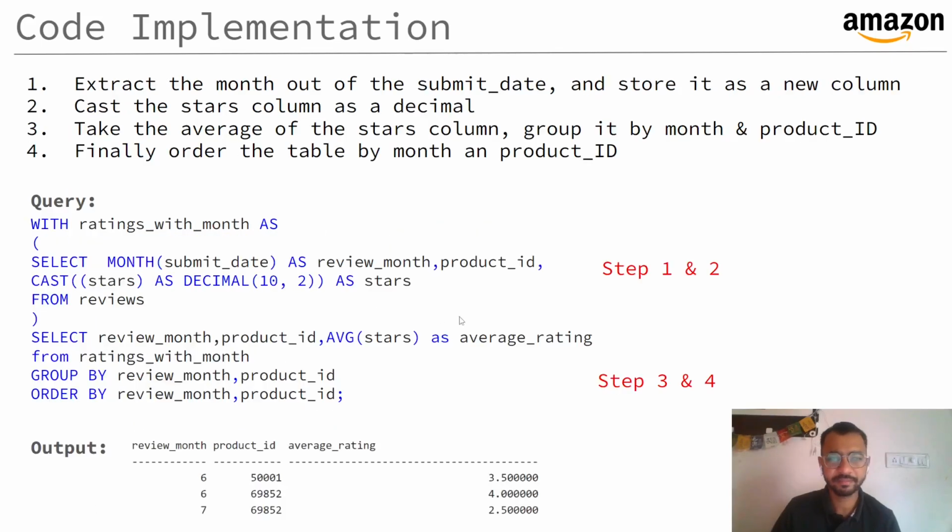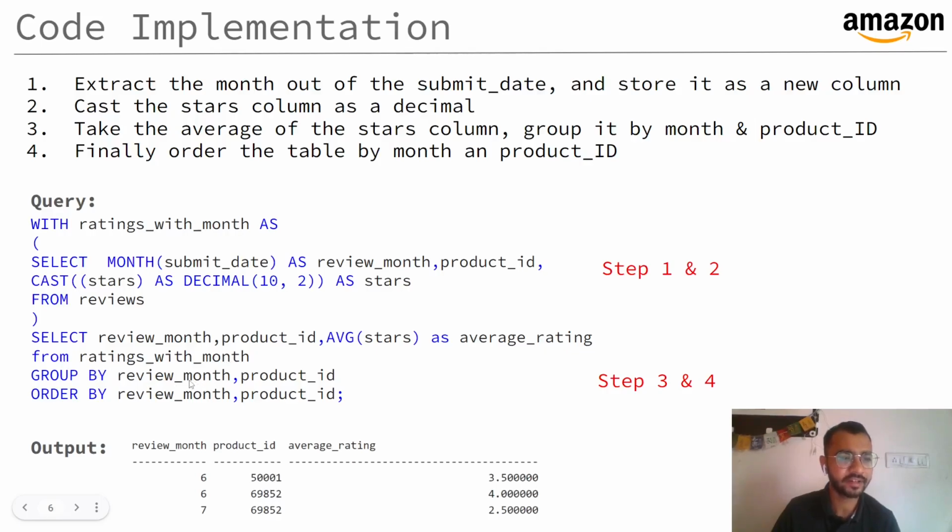Moving on to the next step. I've written my entire first and second step as a CTE, as you can see here, and I've called it ratings with month. And then I've completed my third and fourth steps over here, where I've selected the review month, I've selected my product ID, and I've taken an average of stars, which I have called average rating, from my CTE, which is the ratings with month table.